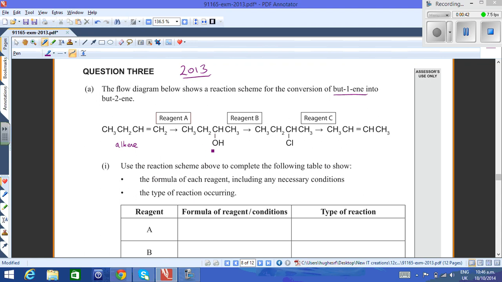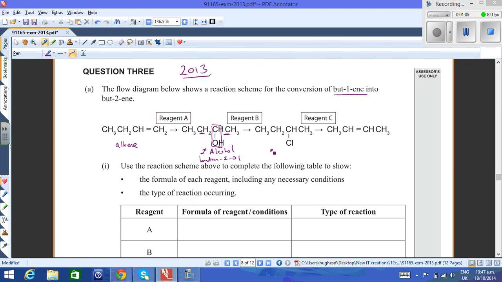And then you're ending up with a secondary alcohol here. And that secondary alcohol would be butan-2-ol. The alcohol is in the second position. And it's a secondary alcohol because the carbon which has the OH group attached to it has two other carbons directly attached to it.